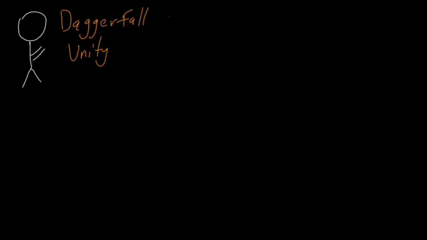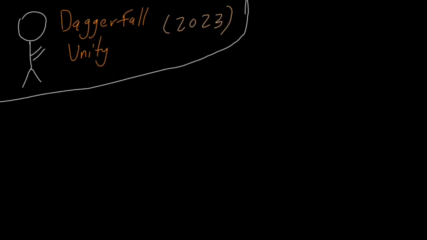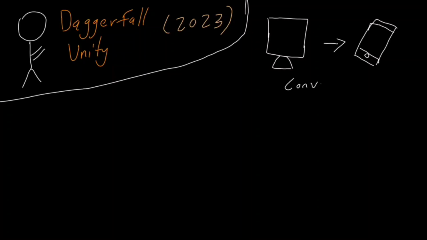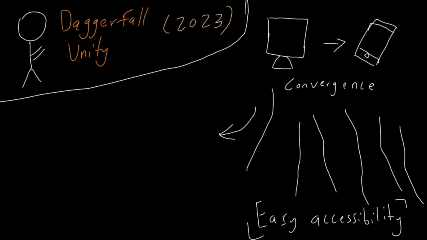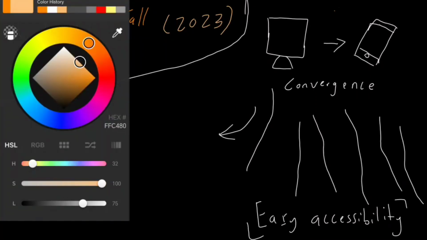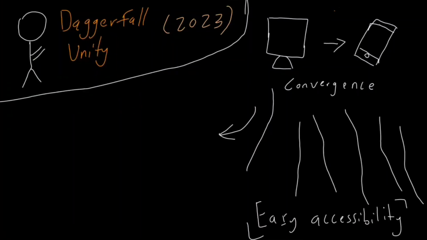And what changed? What did it bring? Well, of course, it brings a new control scheme for modern gamers. But it also brought an opportunity for convergence between PC and mobile. So Daggerfall Unity can be played on Android devices. It can be played on mobile devices. So with these possibilities, it can reach wider players, especially mobile players.